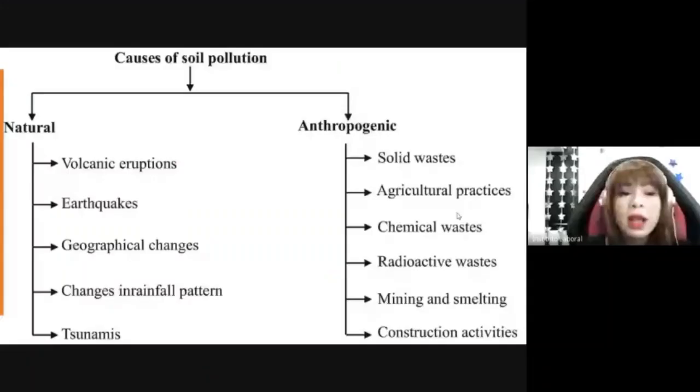Which are the causes of soil pollution? There are two causes, natural and anthropogenic. The natural causes of soil pollution are provoked by natural phenomena. For example, volcanic eruptions. When volcanoes erupt, they release some gas, also some ash and lava that contaminate our soil. Earthquakes. When our earth shakes, cracks open, and it can also cause soil pollution.